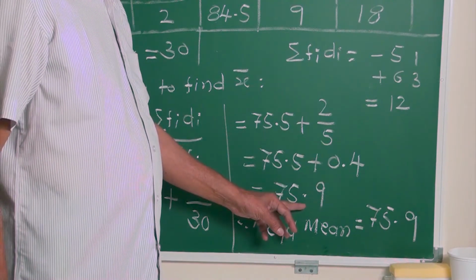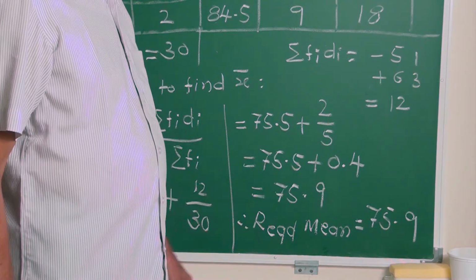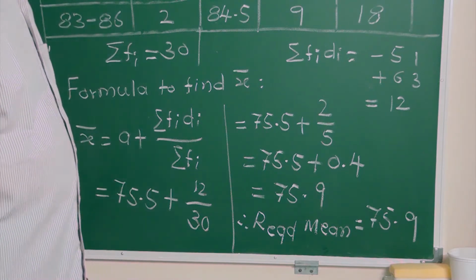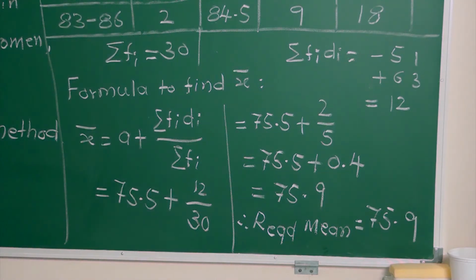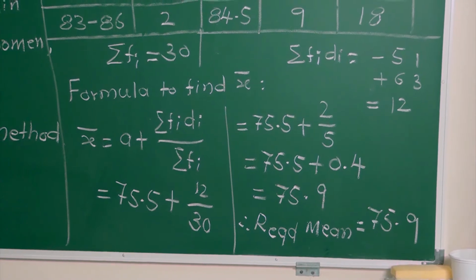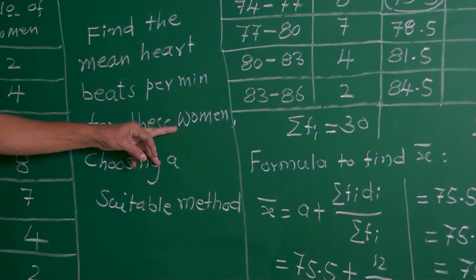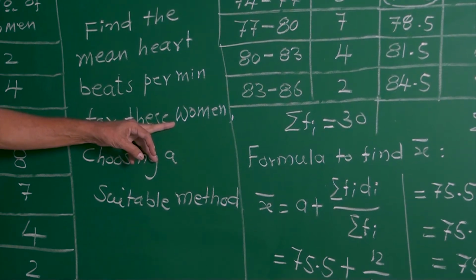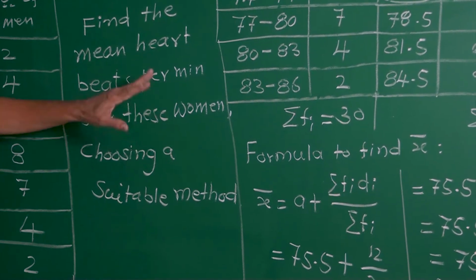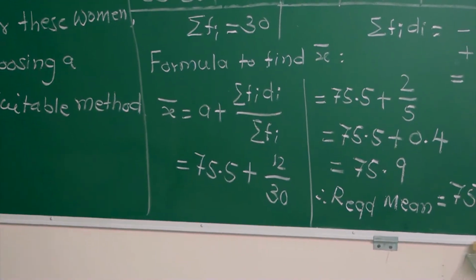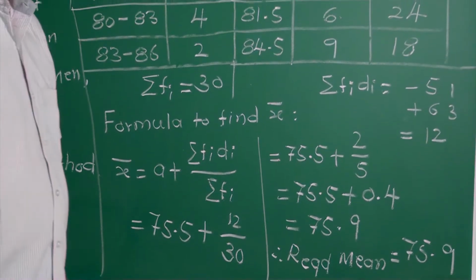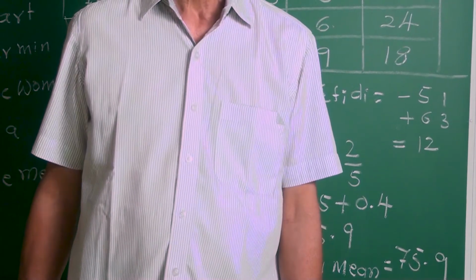75.5 plus 0.4 is 0.9. Therefore, the required mean of the heartbeat per minute among all these women is 75.9, my friends. And this is another example I have done based on the assumed mean method.